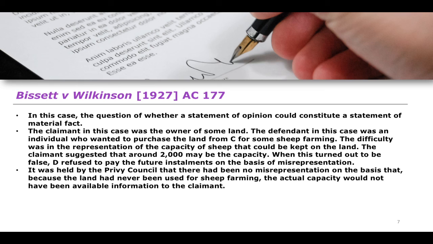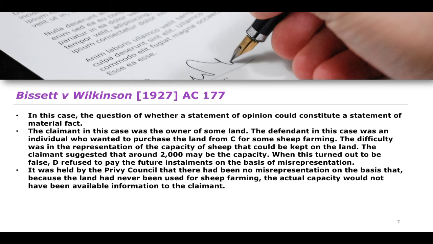Well, it was held by the Privy Council that, in fact, there was no misrepresentation, because the land had never been used for sheep farming, so the actual capacity of that land, the amount of sheep that could ever be put on that farm, could not be available information to the claimant. The claimant was stating an opinion rather than a false statement of material fact. They believed that it could be around 2,000 as the capacity, but they could never actually know that for certain because that piece of land had never been used for sheep farming.